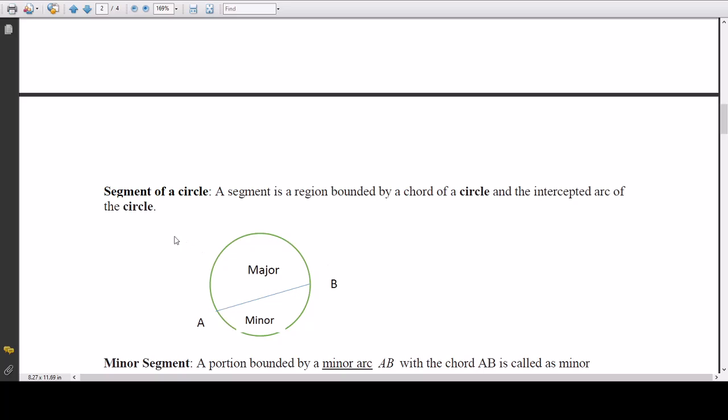And if they ask us about the minor sector and major sector, what is a minor sector? The minor sector is the area bounded by this minor arc at the center, and the area bounded by the major arc at the center will be the major sector.